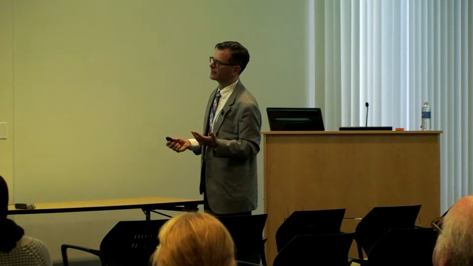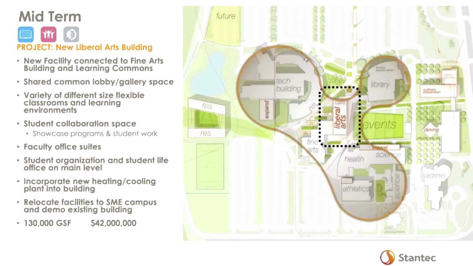So what that looked like, and we presented both options, and this was the direction that the committee selected and that the board thought was the way to look at this for the midterm projects. Share a common gallery, lobby space, create a variety of different size flexible classrooms and learning environments. Again, really emphasize student collaboration space, bring the faculty in, upgrade the heating and cooling for the entire campus during the same time, and bring student life and student organization into the building where most of the students are.